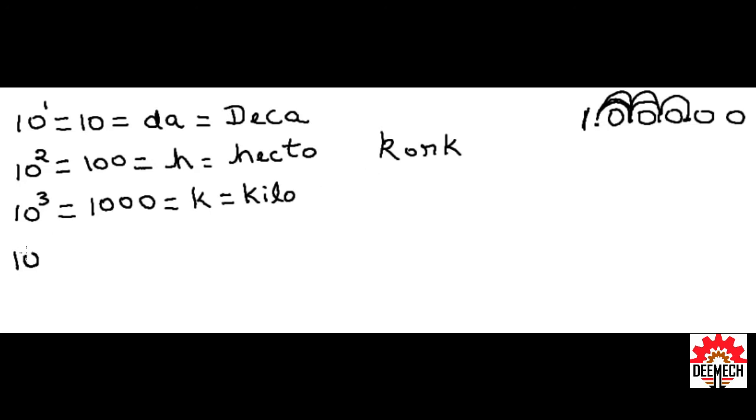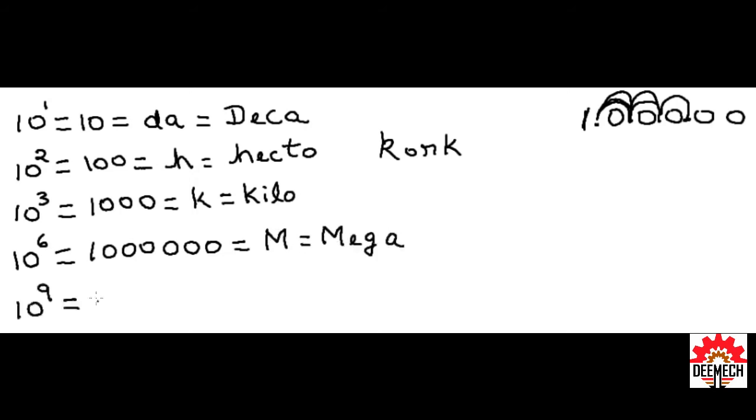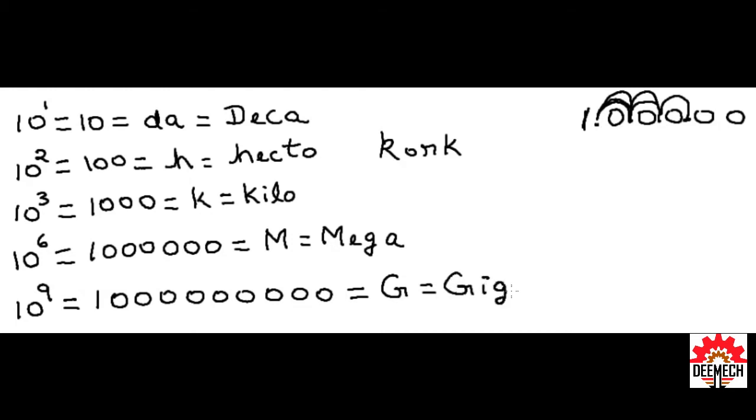Fourth one is 10 to the power of 6. So let us break down here. If it is 10 to the power of 1, after 1 there is 1 zero. If it is 10 to the power of 2, after 1 there are 2 zeros. If it is 10 to the power of 3, after 1 there are 3 zeros. If it is 10 to the power of 6, after 1 there should be 6 zeros. It is denoted by capital M, that is mega. Last one is 10 to the power of 9. So after 1 there should be 9 zeros. It is denoted by capital G, that is giga. This completes the first set.